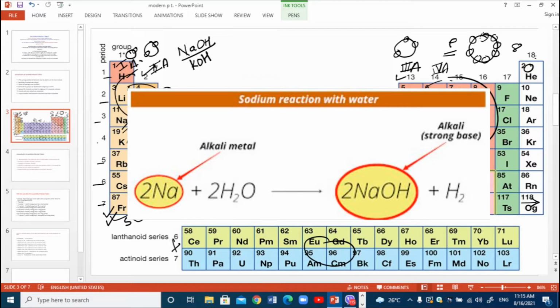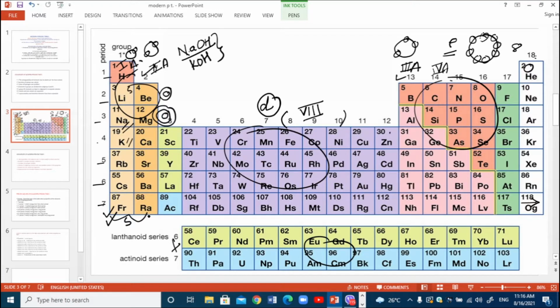That is why these are called alkali metals, because they form bases or alkalis. Bases which are dissolved in water are called alkalis. Alkalis and bases are actually the same. So sodium hydroxide and potassium hydroxide are called alkalis or the hydroxides. That is why group 1A elements are called alkali metals, and group 2A elements are called alkaline earth metals.